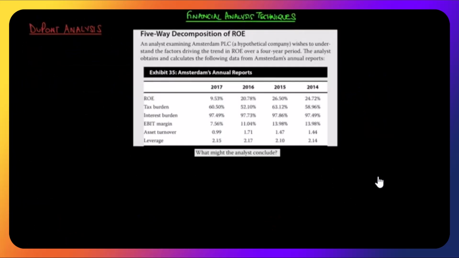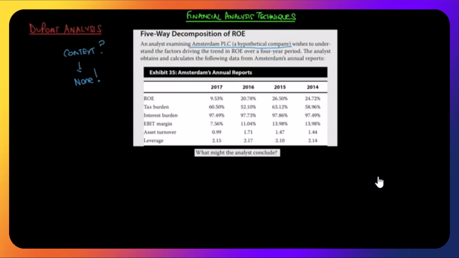Let's see that. The kind of open-ended question here, what might the analyst conclude? And when I say open-ended, they really do go nuts with the answer here, but more on that in a moment. An analyst examining Amsterdam PLC, a hypothetical company. Now, context. I have none. I've got absolutely no idea what they do. So we'll do what we can, but it's not going to be very interesting.